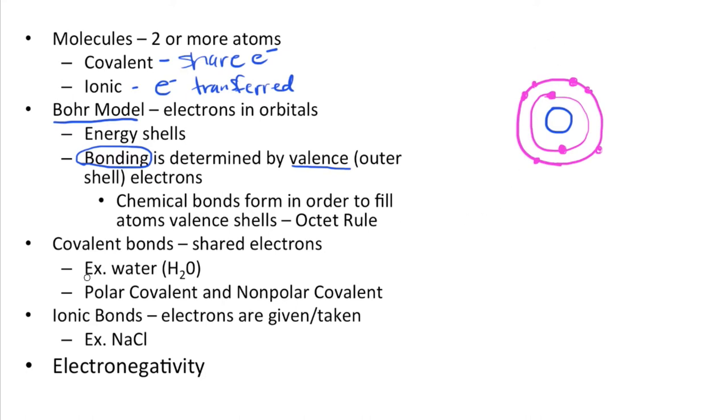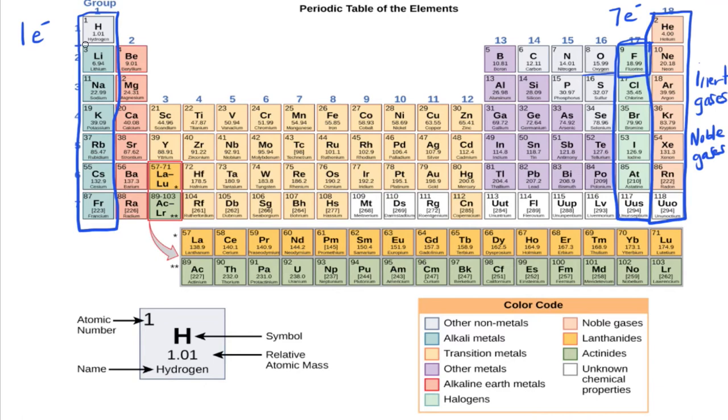So along comes hydrogen and another hydrogen. And let's look at hydrogen. Hydrogen here has one proton, one electron.